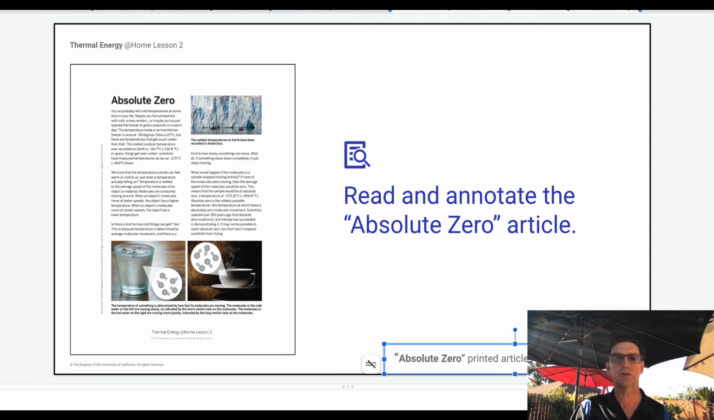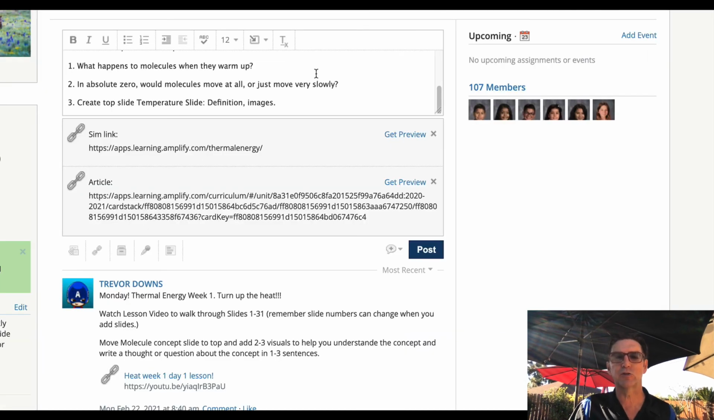Let's go to groups. What happens to molecules when they warm up? Describe that in a top slide. In absolute zero, would molecules move at all or just move very slowly? Describe your answer based on the article. And then create a top slide, temperature slide, definition, images.